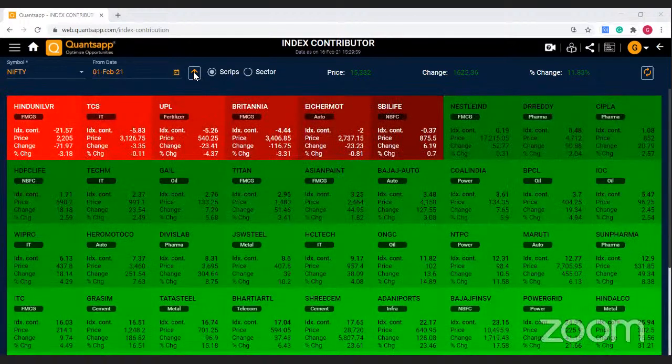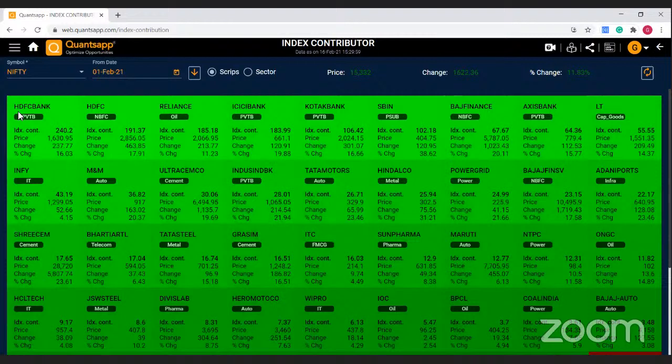We can see HDFC Bank, HDFC, Reliance, ICICI, Kotak, SBI. These are the big weighted stocks which have had price movement since the budget, and the amount of contribution they have given in this 1600 points movement of the Nifty. So this is how you can use these tools, triggers, index contributor for your daily trades, and you can see how these stocks are getting affected by the option writers and how much contribution they are giving to the index.